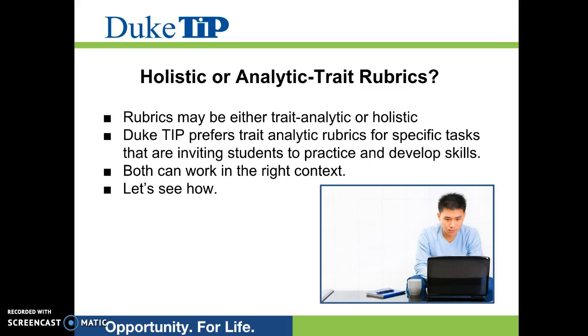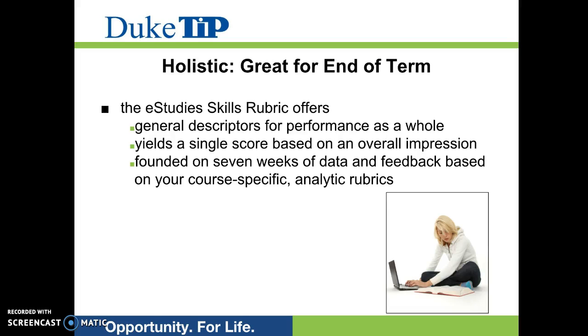Let's see how, but in particular, we're asking you for this exercise to do analytic trait rubrics, which we'll describe in a minute here. So holistic, well, you will complete a holistic rubric after week 7 of your course, and that's the e-study skills rubric. That's part of the performance evaluation that students complete. It's got general descriptors for performance as a whole. You have to pick a single score that's based on an overall impression for students.